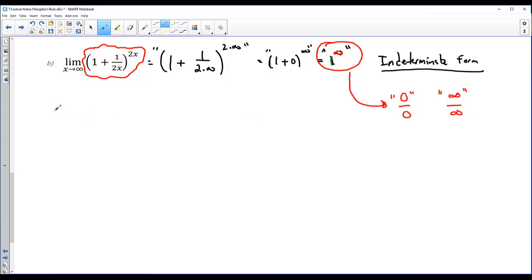But you'll see. Okay, so let's just rewrite this. What do I mean by using e's and ln's? We'll rewrite this as the limit as x goes to infinity. And I know that e to the ln of anything, right?